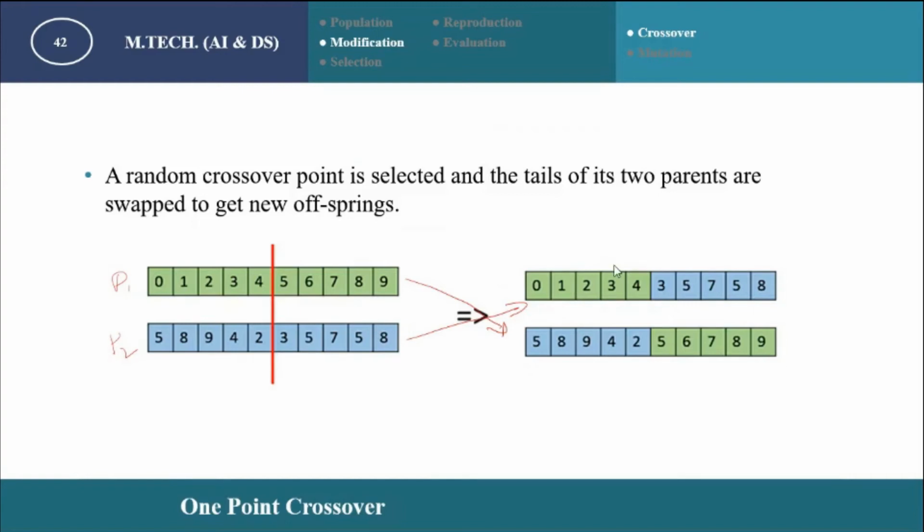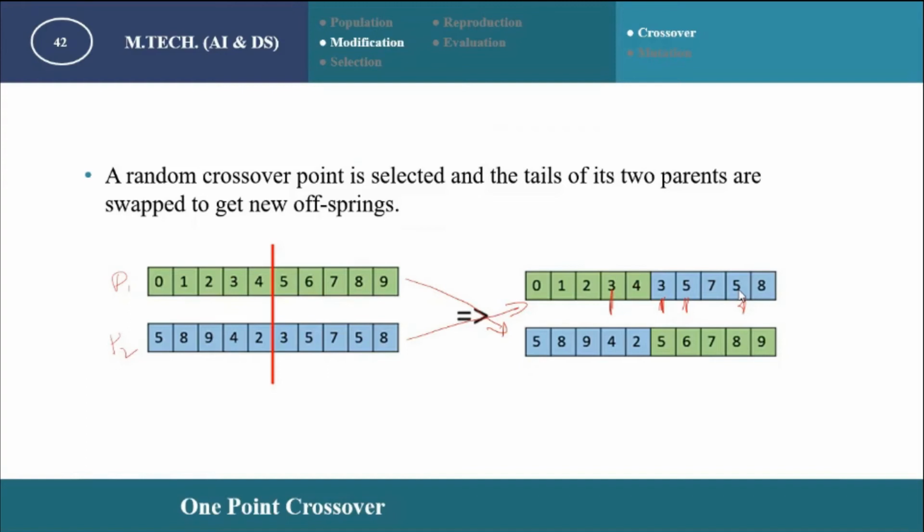But the problem with this type of crossover, in problems involving permutation type solutions, is that there may be the possibility of repetition of the values. Suppose see here, this 3 is repeated here also, the 3 and 5 is also repeated. So these things you might have to take care of. That is, after each crossover, you will have to refine the particular chromosomes in such type of crossovers, when the same thing is repeated.